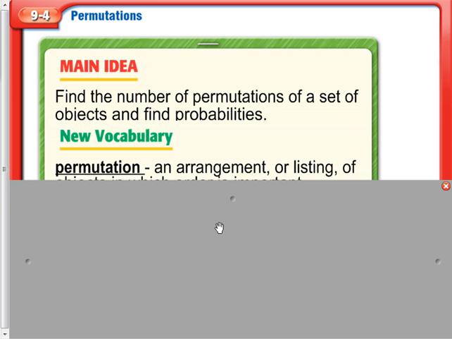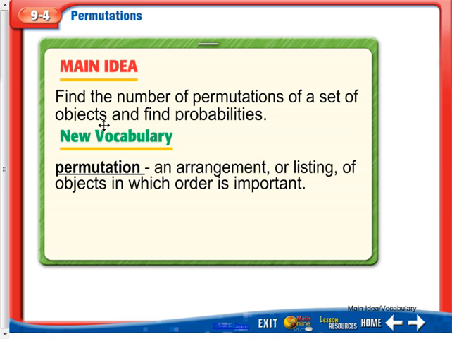All right, so for day 4 of our probability unit, we're going to talk about permutations. When we discuss permutations, we're going to find the number of permutations of a set of objects and find probabilities. So a permutation is an arrangement or listing of objects in which order is important. So these are like our dependent events.